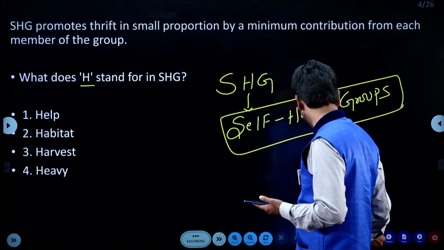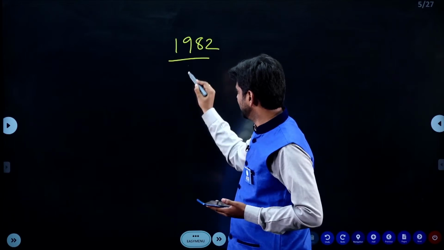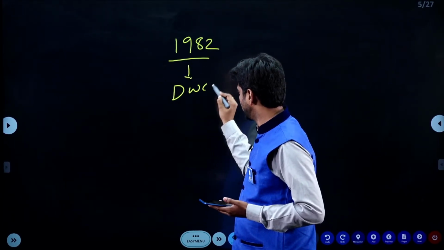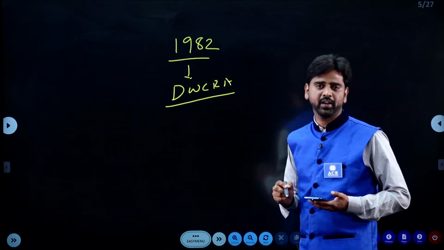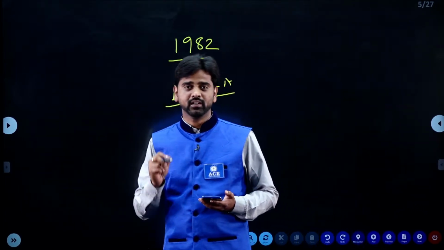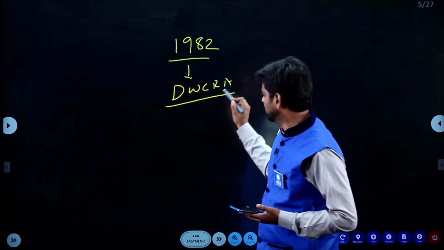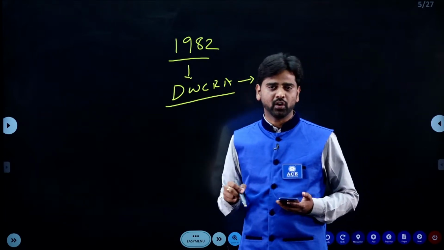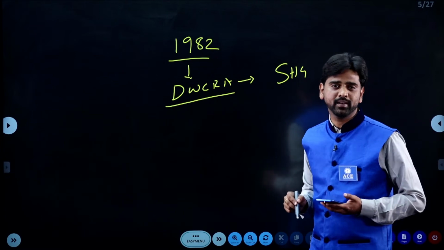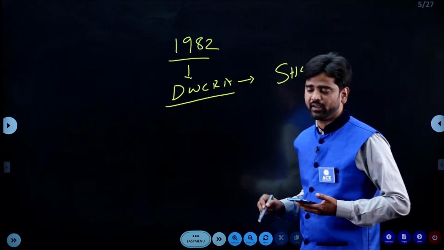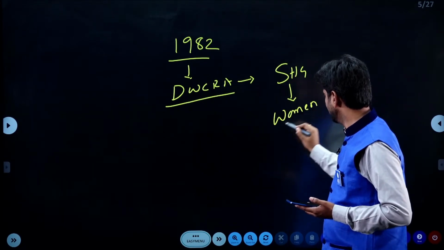As you already know, in 1982 there is a scheme called DWACRA. The government introduced a scheme called DWACRA, Development of Women and Children in Rural Areas. The main intention of the scheme is to form self-help groups. Is it gender biased? Yes, the main members belong to women, guys.